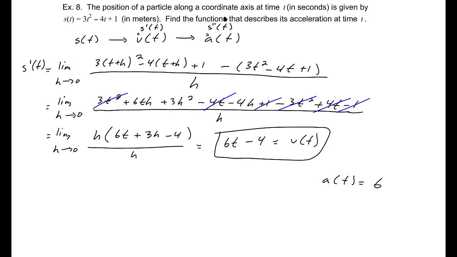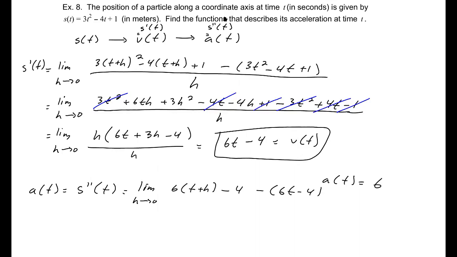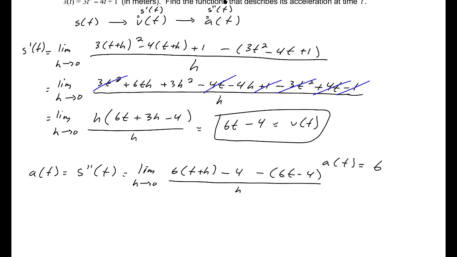Now, of course, we can go ahead and say, let's go ahead and write this, a of t equals s double prime of t equals the limit as h goes to 0 of 6(t plus h) minus 4 minus (6t minus 4) over h. Keep this in mind, this ought to be our answer. All right, well, our 6t's cancel out as do our 4's, so we get a 6h over h, which is a limit of 6.